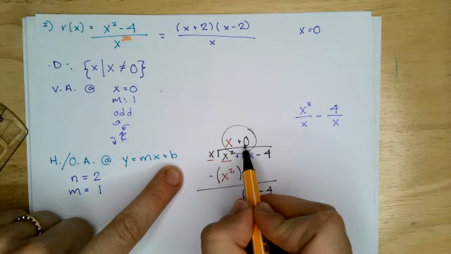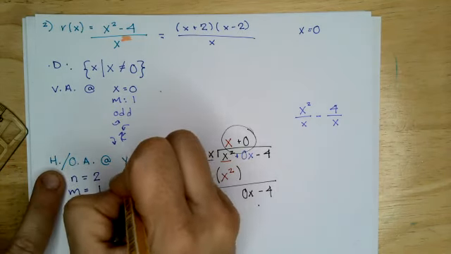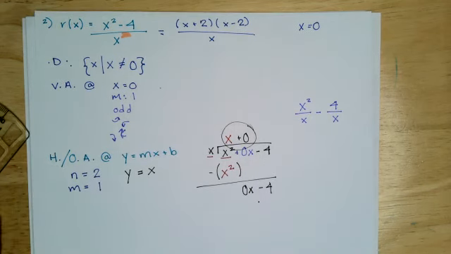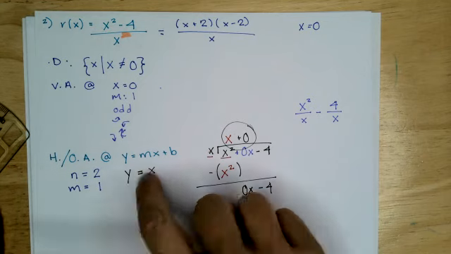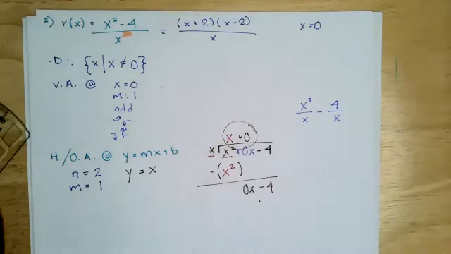mx plus b is the same as x plus 0. So we have an oblique asymptote at y equals x. I know that was wild and very quick. y equals x with a remainder of negative 4, technically, but it doesn't really matter. We can stop. It's approximately the line y equals x. And you can imagine that line, right? We've seen that line a lot in algebra. So we have an oblique asymptote at y equals x.